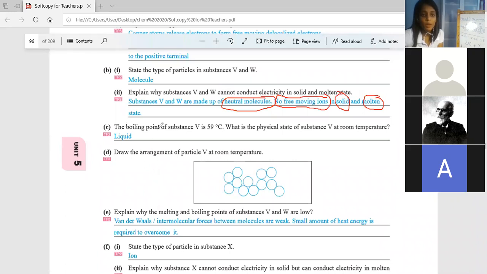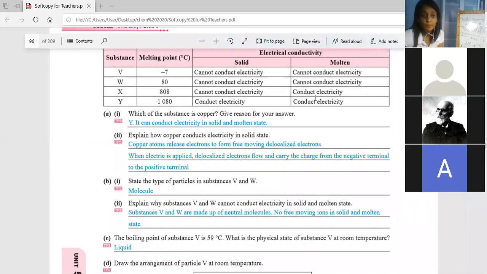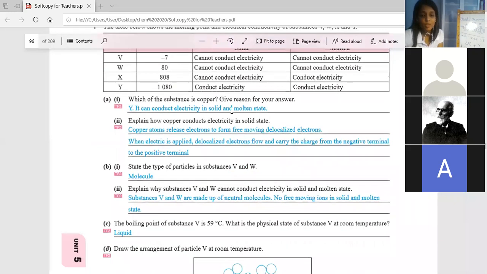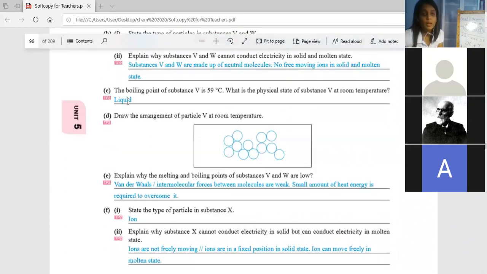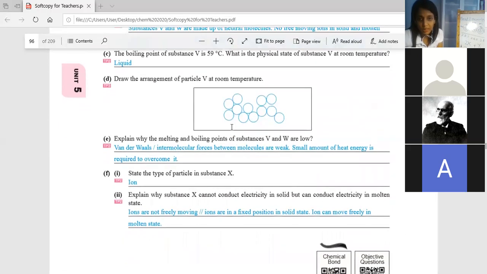Okay, the boiling point of the substance V is 59. What is the physical state at room temperature? Liquid. All of you got liquid? Who doesn't know how to do it? No one says they don't know, so I assume all know. Yes, the answer is liquid. How do I draw a liquid? Remember, I told you the other day, the particles in a liquid must touch one another. So this is your answer for liquid, correct?